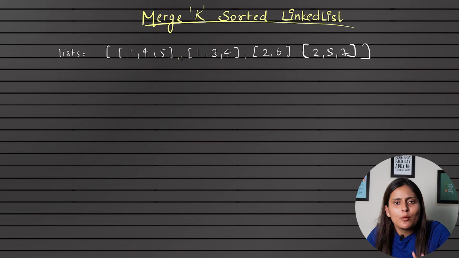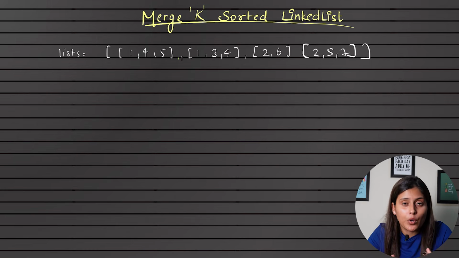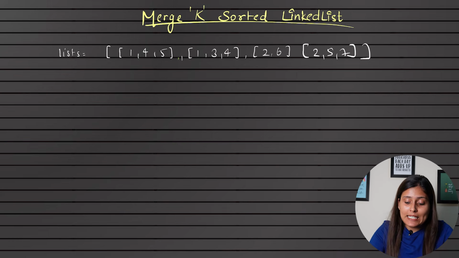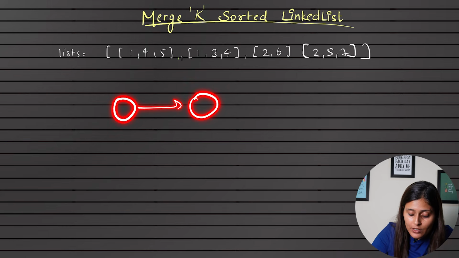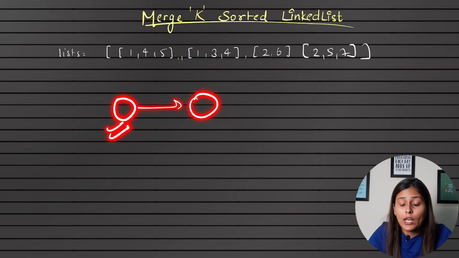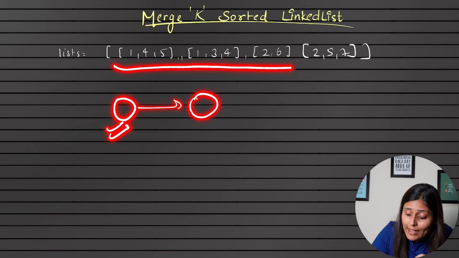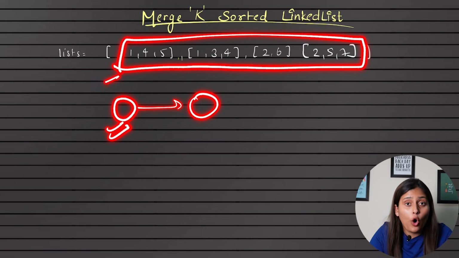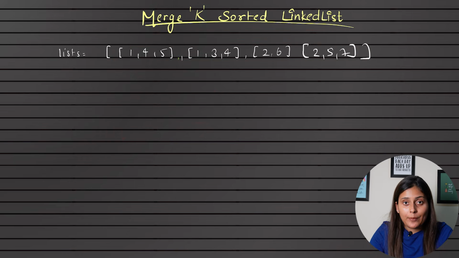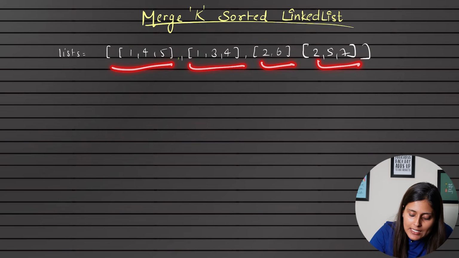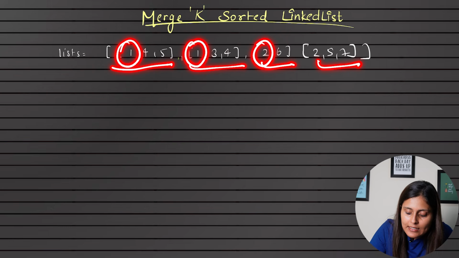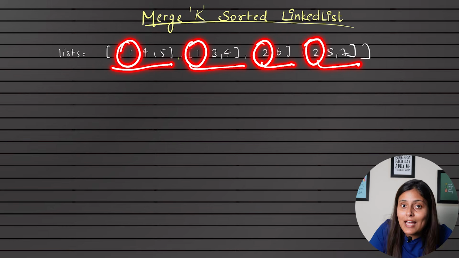So let's see the third approach, which is using the priority queue. But why use a priority queue? See, the idea is very simple. We need to make the linked list and the first node needs to be the smallest. Then instead of comparing and finding the smallest element in all, why don't we do one thing? We know that all are already sorted. So just start picking the first elements and then find the smallest in that.